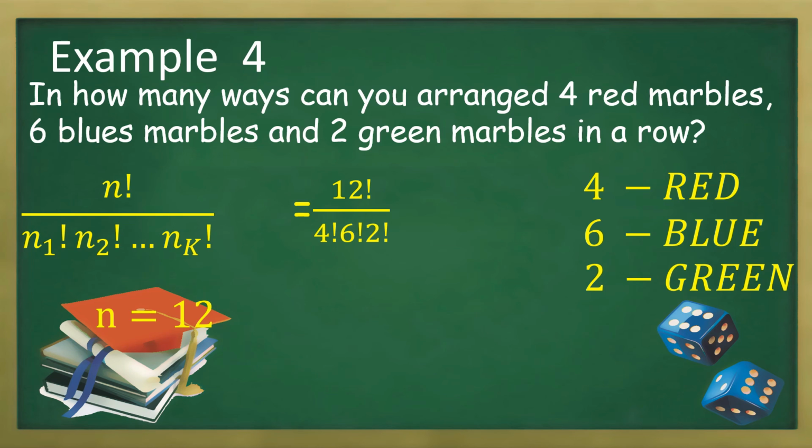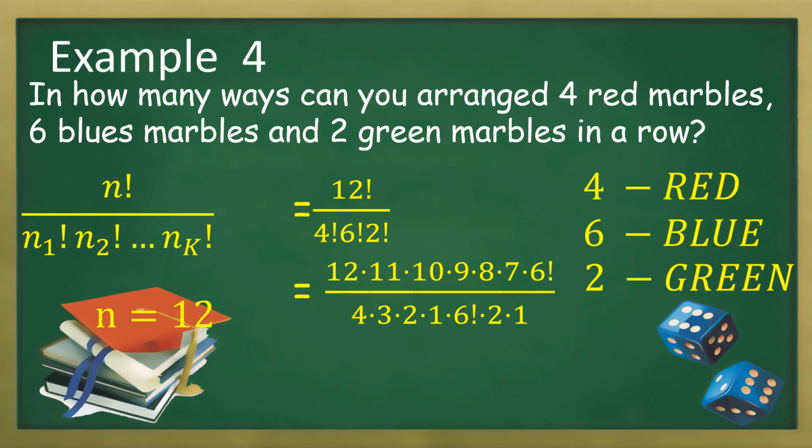Solving for this, we're going to expand 12 up to 6 factorial because that is the biggest factorial in our denominator. So therefore, we will have 12 times 11 times 10 times 9 times 8 times 7 times 6 factorial. Then we're going to expand 4 factorial as 4 times 3 times 2 times 1. Then we have the 6 factorial. Then 2 factorial will become 2 times 1. Although you can cancel any of those factorials on your denominators, normally we pick the biggest factorial to make our numbers smaller. So therefore, we're going to cancel 6 factorial on the numerator and the 6 factorial on the denominator.